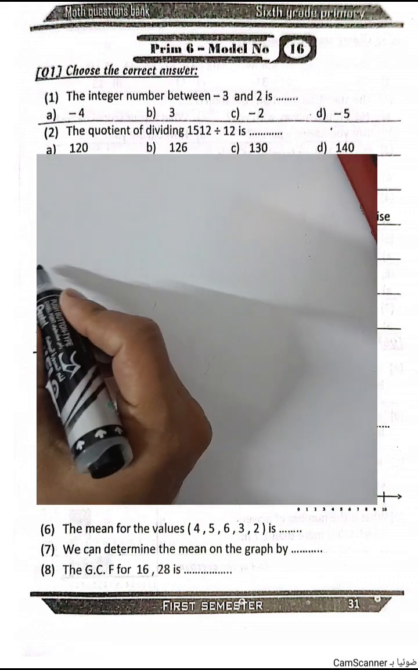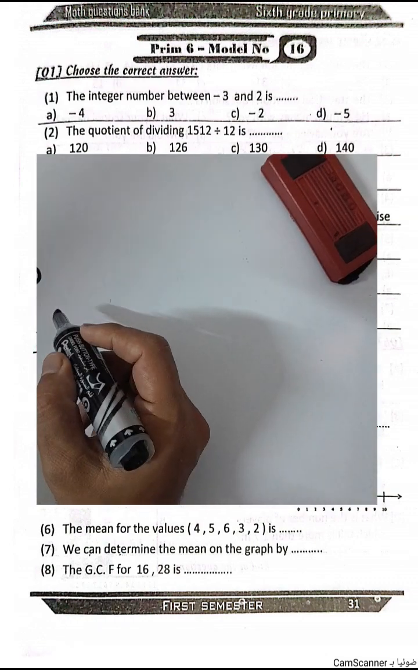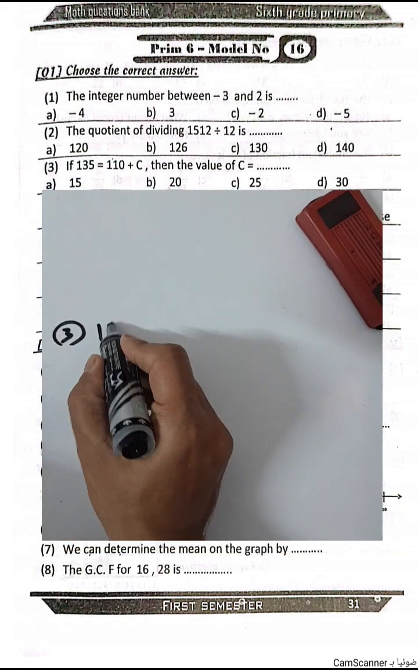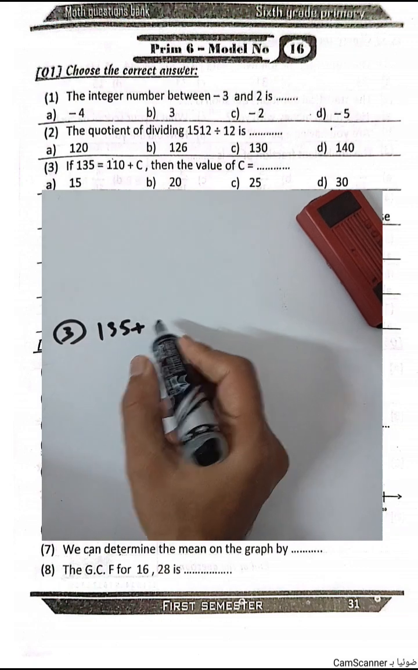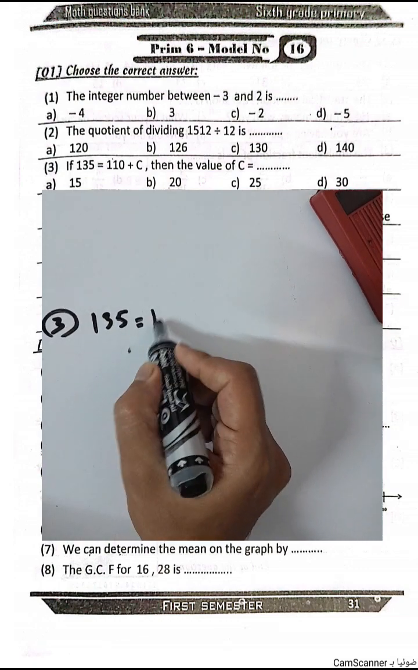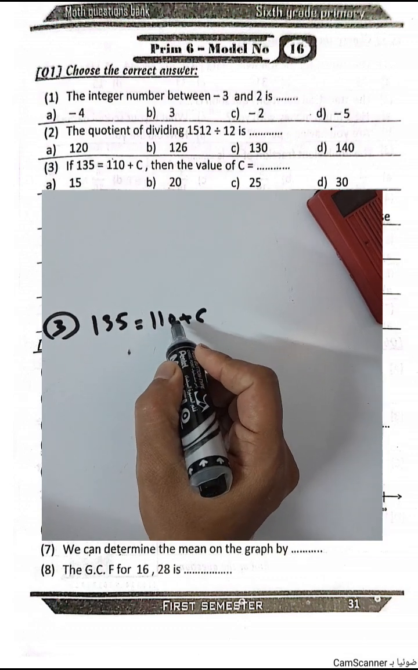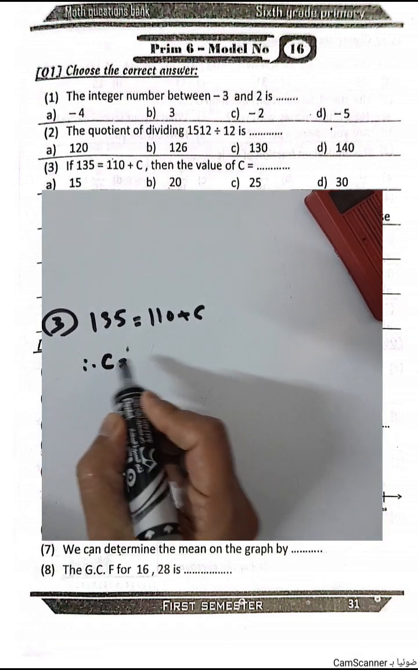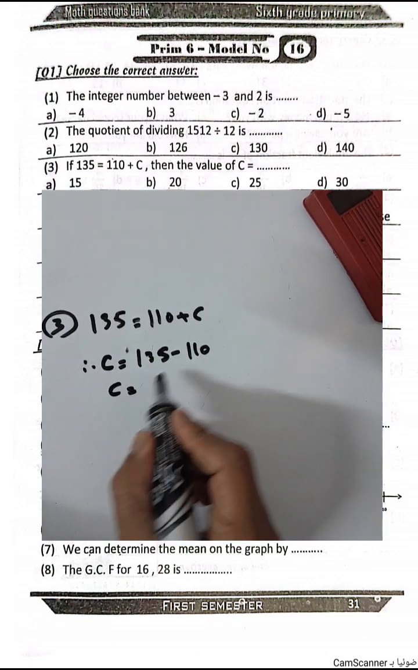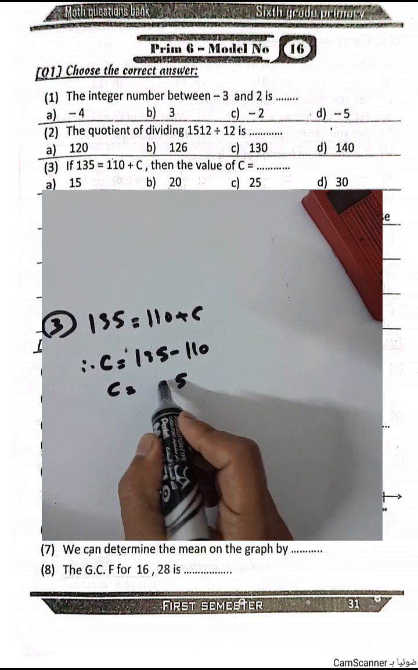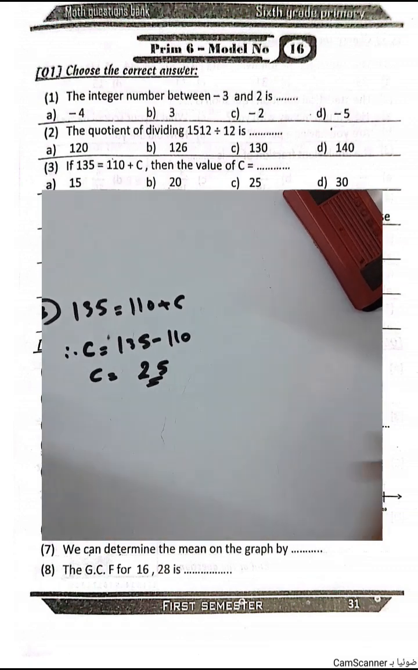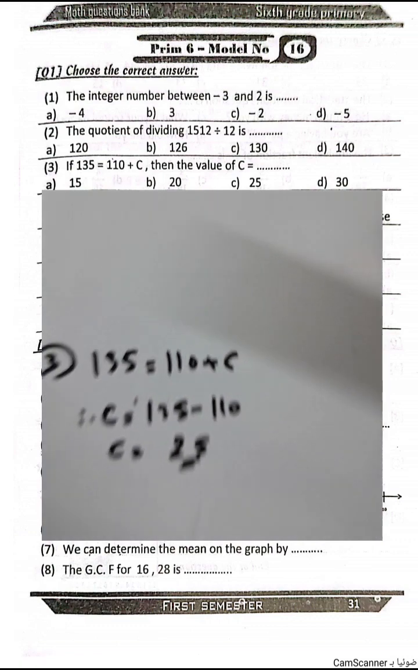Question number 3. If 135 equals 110 plus C, the value of C here will be 135 subtracted by 110. 5 minus 0 will be 5, 3 minus 1 will be 2, the result will be 25. Okay, the result will be 25 for this question.